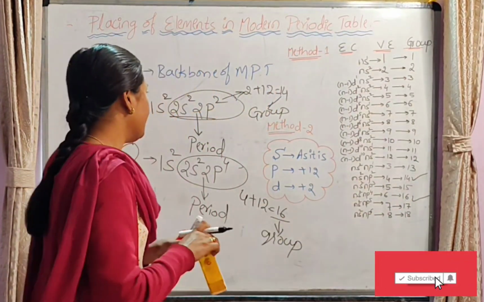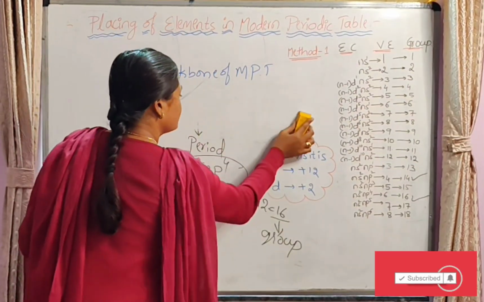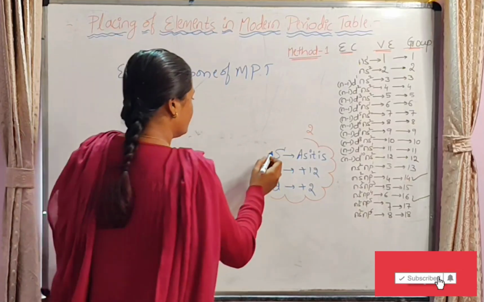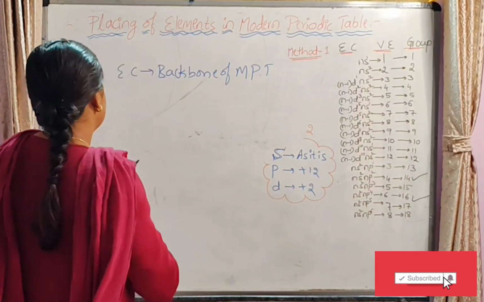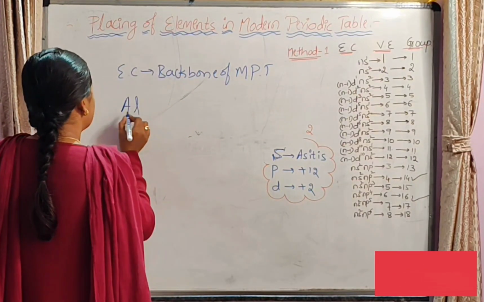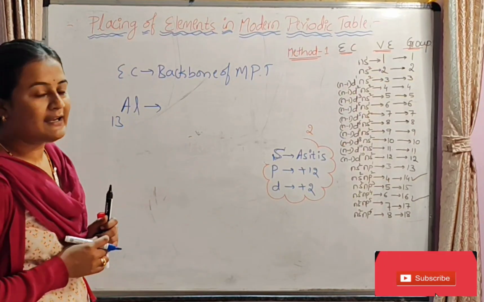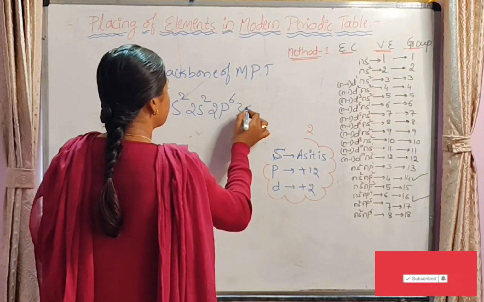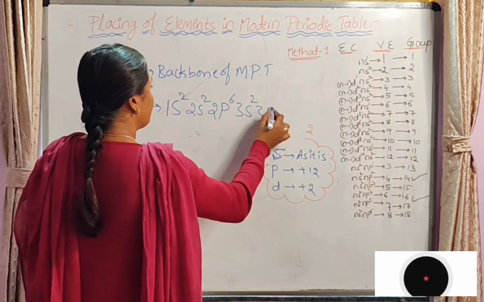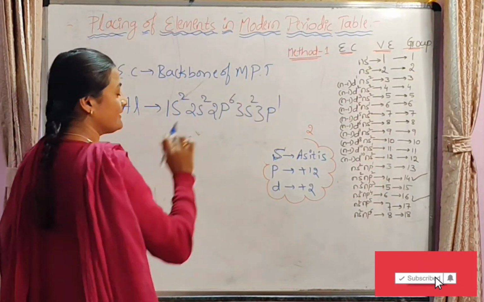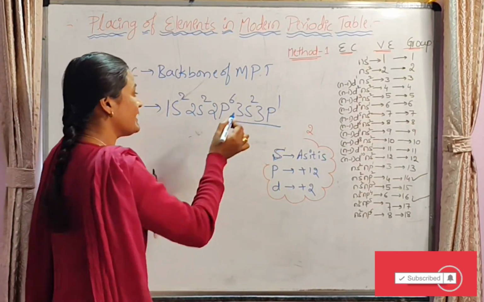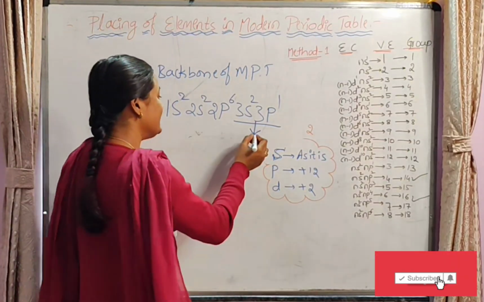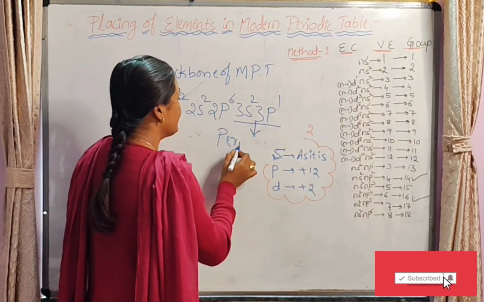Now another example we take. If you take aluminium as an example, it has the atomic number 13. Write the electronic configuration: 1s2, 2s2, 2p6, 3s2, 3p1. See here, in the valence shell configuration the highest orbit is 3, which means that this 3 indicates the period number.